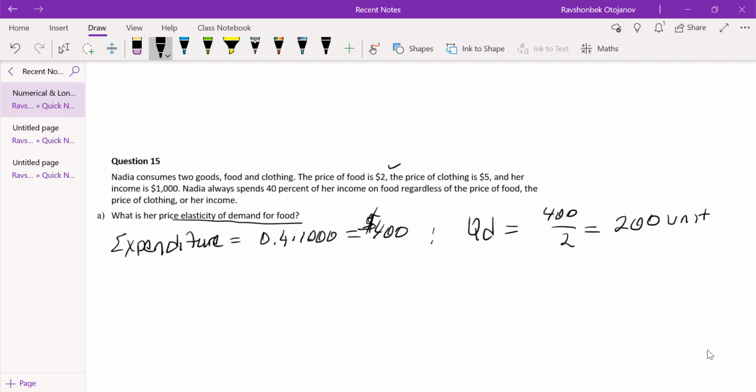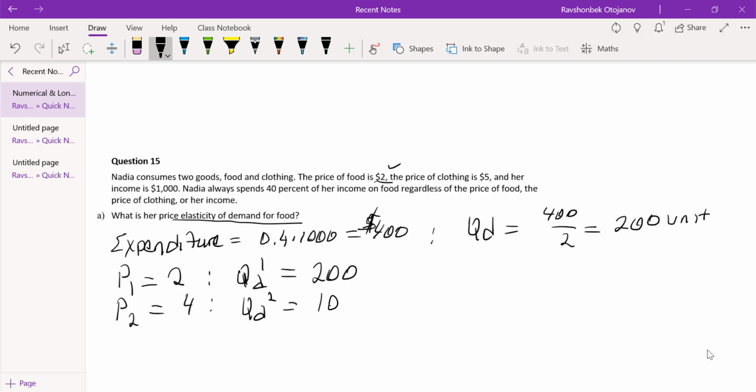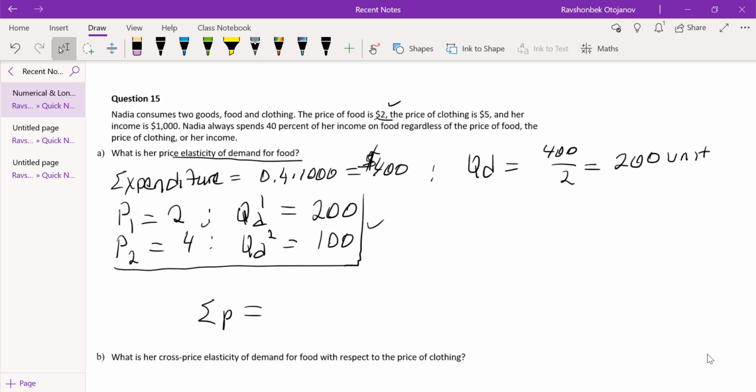We'll assume that price 1 is $2 as given. Price 2 is an increase, so let's increase the price to $4, which is twice the original price. The quantity demanded 1 is 200 units. Then what's the quantity demanded 2 after the increase in price? That's 100. So let's use the midpoint method.